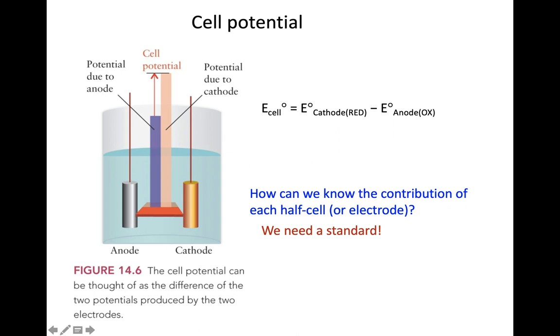If we have a standard, then we can use this equation where the standard cell potential is equal to the reduction potential at the cathode minus the reduction potential at the anode. Then we can look at the overall cell potential. If it's positive, then we know that delta G is negative and we'll have a spontaneous reaction. If our cell potential is negative, then our free energy change will be positive and we won't have a spontaneous reaction and won't be able to get work from that system.